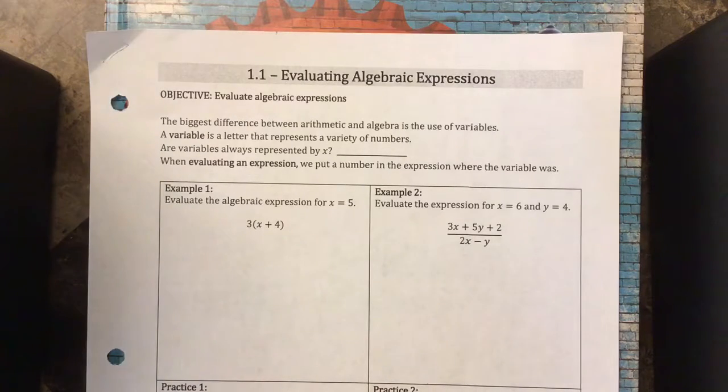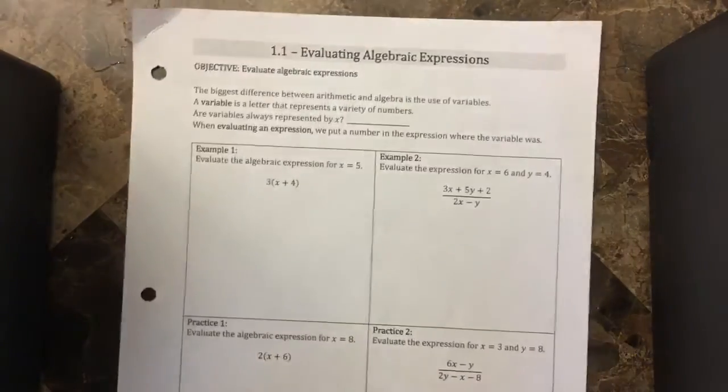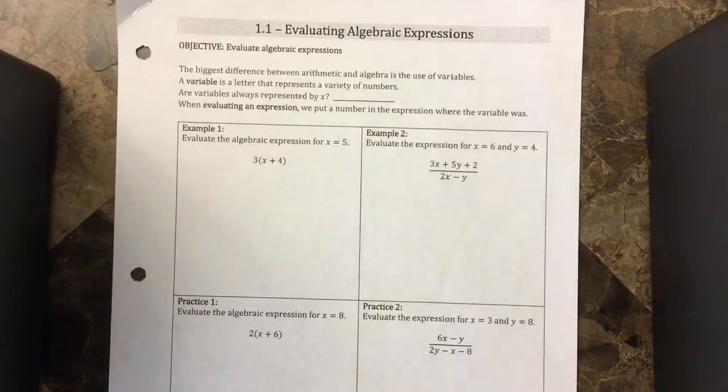Alrighty, this video is on evaluating algebraic expressions, just what you wanted to do, I'm sure. It's based on the book by Blitzer, Intermediate Algebra for College Students. So we're going to go over a few examples, and then I'm going to have you practice on your own. So what's the difference between arithmetic and algebra?